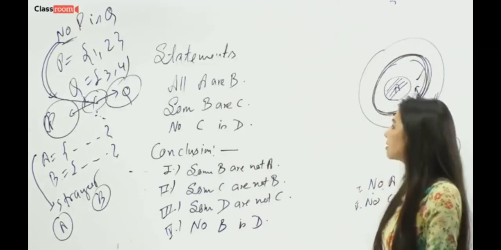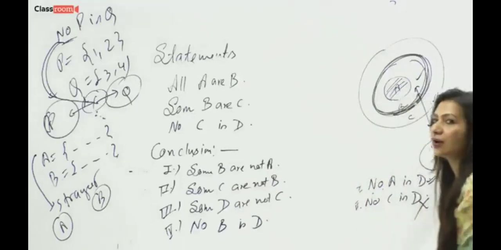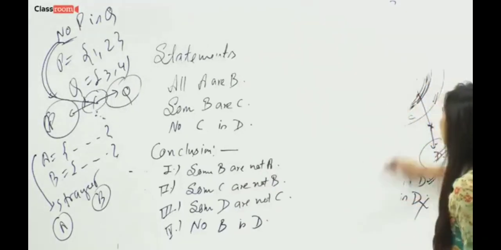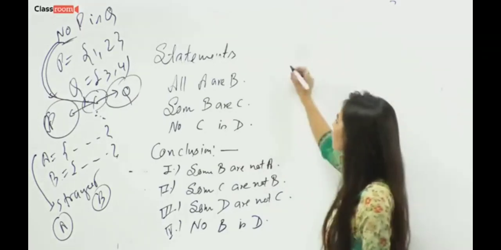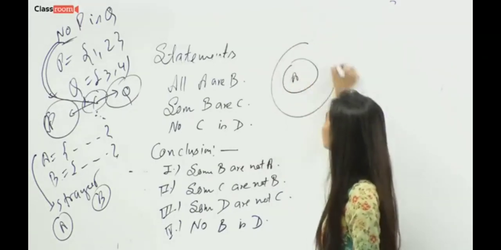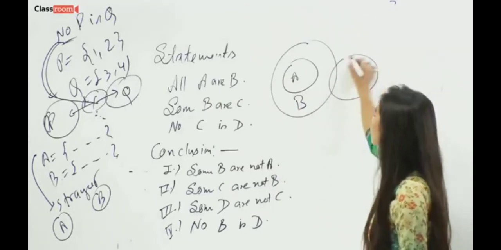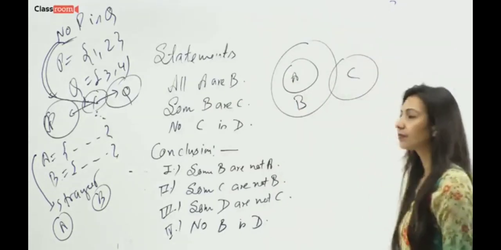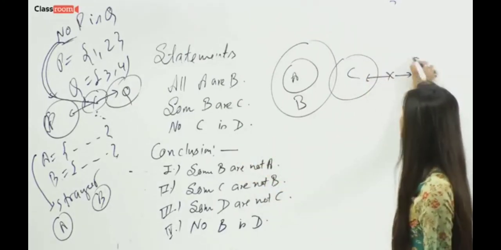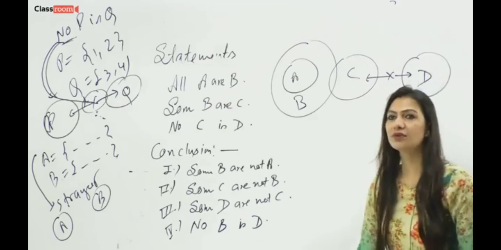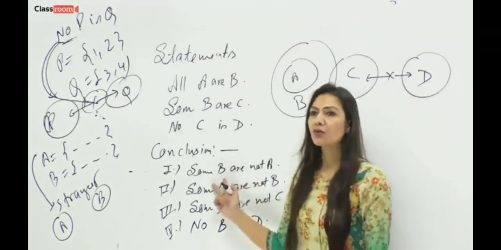Now let's talk about this one. First of all, the conversion of the Venn diagram will be like this. All A are B. Second is some B are C, so you will convert it in a simple way. Then no C is D. To represent no, you will denote it with the help of a cross. That's it. Okay, now let's talk one by one.